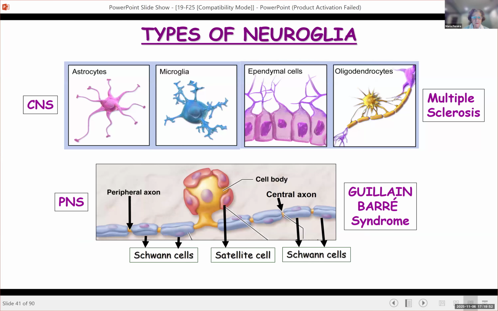Okay, so here are the types of neuroglia, just to summarize. In the CNS, we have astrocytes, microglia, ependymal cells, and oligodendrocytes. You should be now very well familiarized with these 4 types of glial cells present in the CNS. In the peripheral nervous system, we have the Schwann cells and we have the satellite cells that protect the cell body.